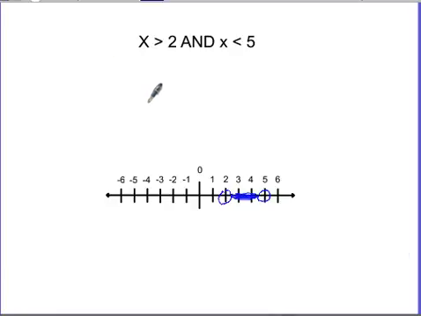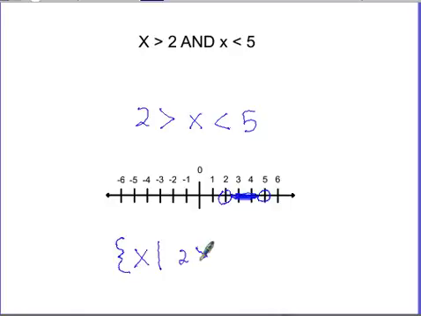And the way we would write this, by the way, we would write it 2 is greater than x, and x is less than 5. Okay? We also could write it as a solution in set builder notation that would look like this: the set of all x such that 2 is greater than x and x is less than 5.